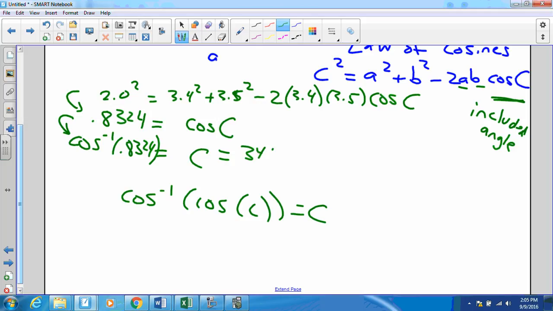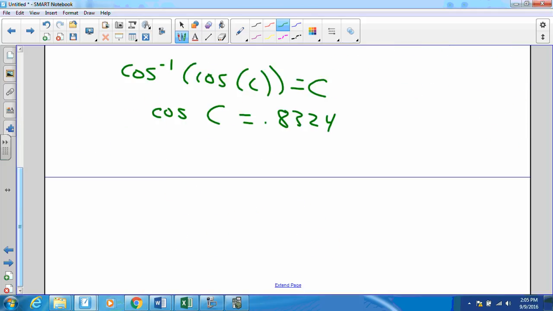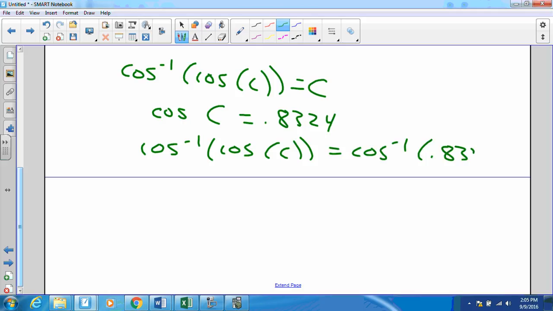Also, we need to find the angles. Yes, exactly. So if I have the equation cosine C equals 0.8324, and I take the inverse cosine of both sides, then on the left-hand side, these cancel to give me C. And on the right-hand side, I get whatever the calculator tells me, which turns out to be 51 degrees.